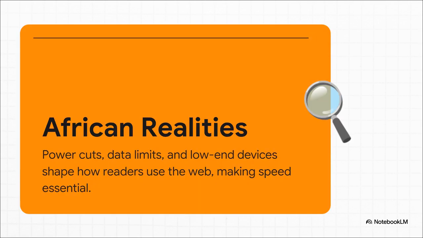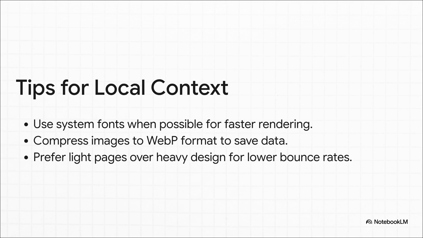Okay, now this is where local context completely changes the game. For creators across the continent, you know the realities. Data limits, power cuts, the kinds of devices people are actually using. It all means that your website's speed isn't just some nice-to-have technical detail. It is absolutely essential to even reach your audience. So how do you respond to that reality? Simple things. Use system fonts that load way faster on older phones. Compress your images into a modern format like WebP. And always choose a light, fast page over some heavy, slow design. At the end of the day, this is all about respecting your readers' time and, just as importantly, their data.